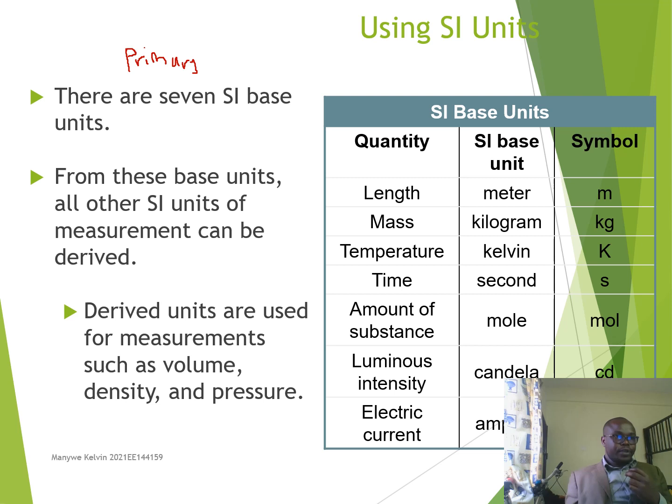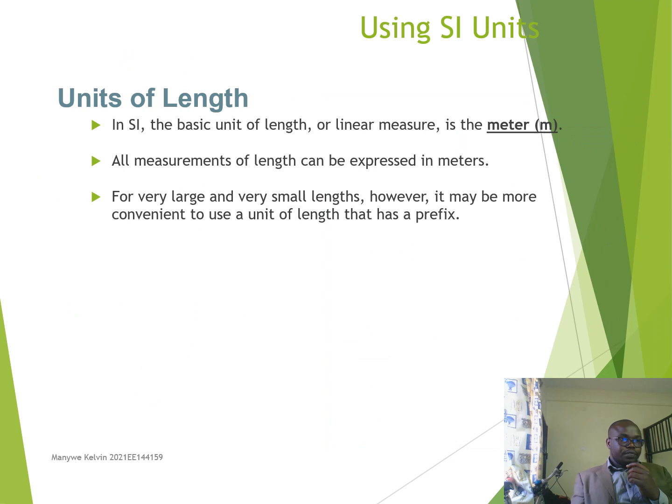There's the quantity, there's the base unit, then there's the symbol. The first quantity is length, which is measured in meters. The symbol is small m. The other quantity is mass, which is measured in kilograms, and the symbol is small k, small g. Then you have temperature, which is measured in Kelvin, and the symbol is capital K, and so on and so forth, as seen in my table. The other quantities are time, amount of substance, luminous intensity, and the last one is electric current. These are the units from which we get all other derived units.